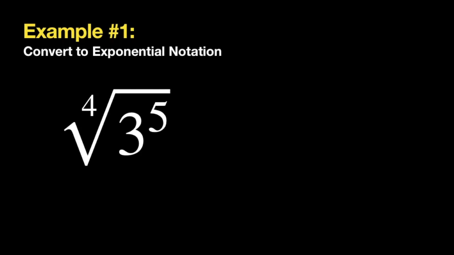So for the first example, we're going to convert to an exponential notation. That means that the radicand, so the 3, is going to be the base. And then we're going to get a fraction. The exponent stays the same, so that's going to be 5. And then our root is going to be your index, so that's going to be 4.